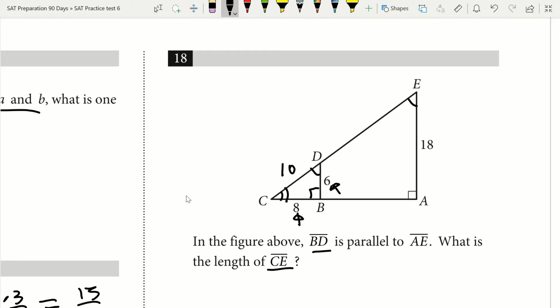Asked for CE. I see I have 6 to 18, so that's multiplying by 3 from my smaller to larger. So I multiply my hypotenuse by 3 then, and that's going to give me my hypotenuse of C to E. So 10 times 3 gives me 30. So my answer for 18 is going to be 30.